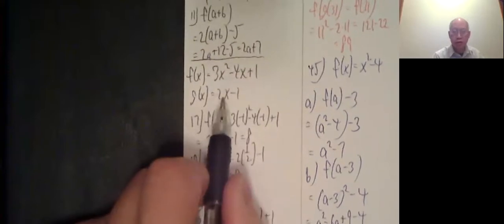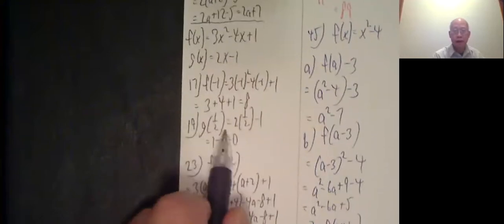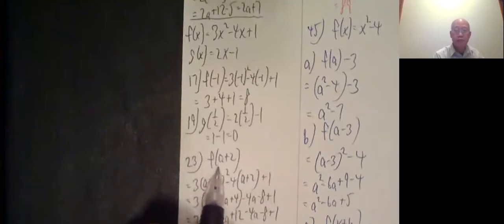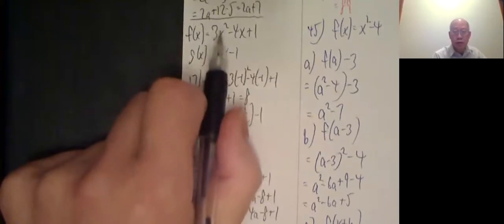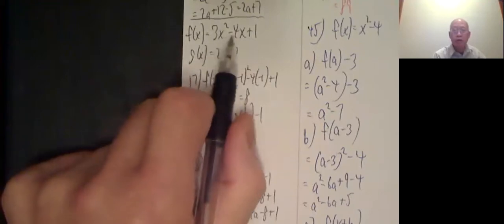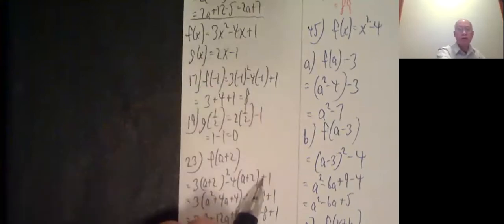G of 1/2 means put a 1/2 there, not there. It's the g function. So 2 times 1/2 minus 1. 1 minus 1 equals 0. Okay. Number 23, f of a plus 2 means pretend you erase that x, put parentheses a plus 2. Minus 4, parentheses, erase that x, put a plus 2, and then plus the 1.